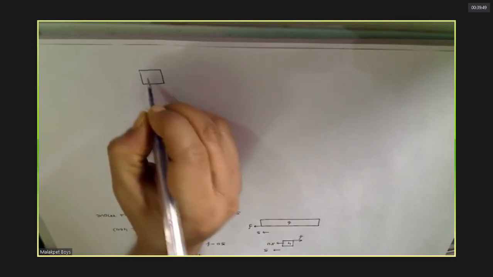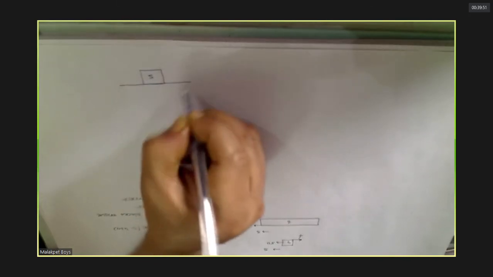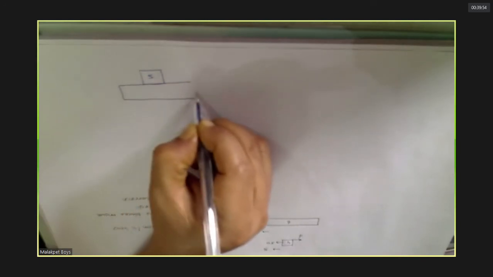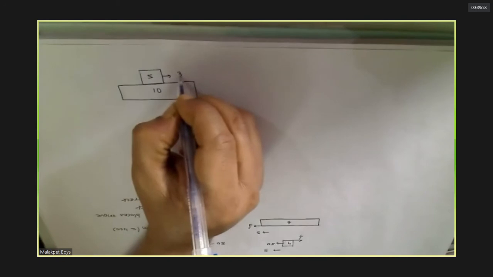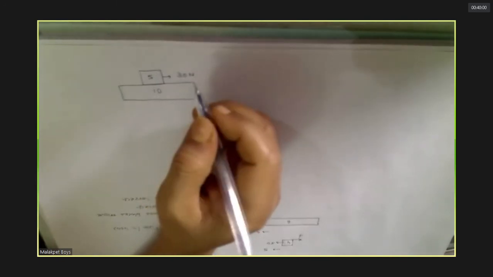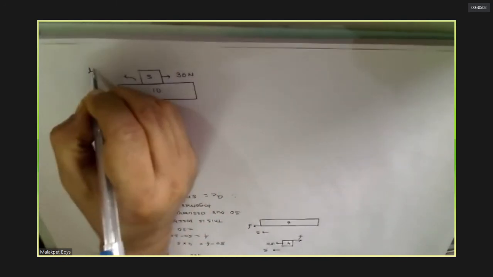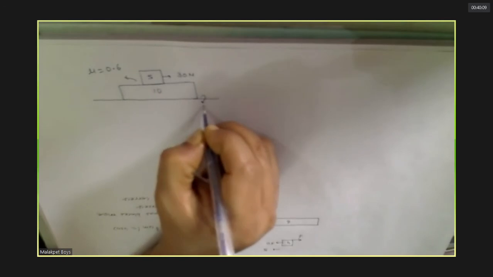Now let us focus on another problem. So here, this is a 5 kg block, the 10 kg block. This is 30 newtons. This is 0.6. This is smooth.